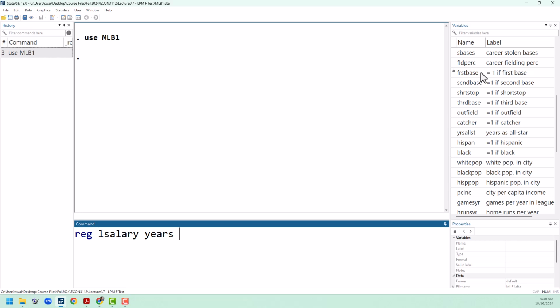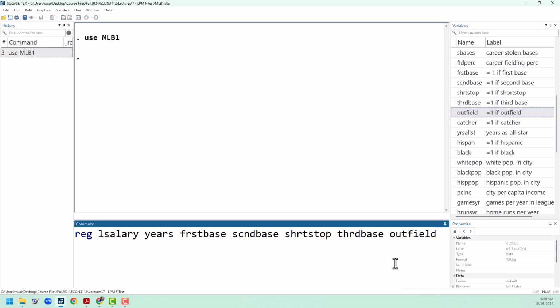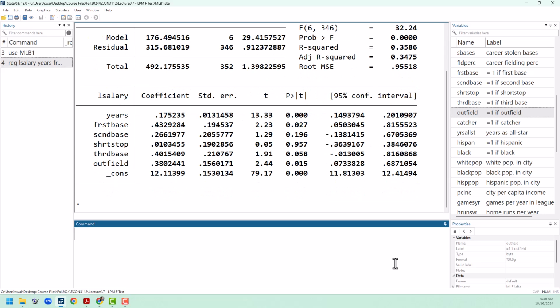So we have first base, second base, shortstop, third base, and outfield. I'm not going to put in catcher because that is going to be our base group. Remember that you can choose any of these positions as the base group. I just picked that one because it was last on the list. If we run the regression here, we can see our results.